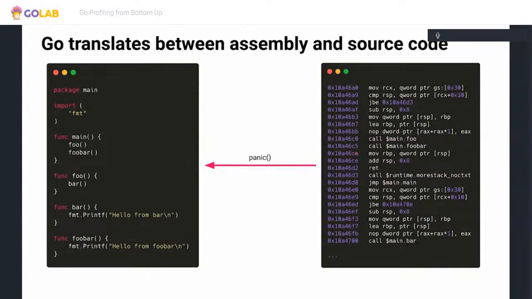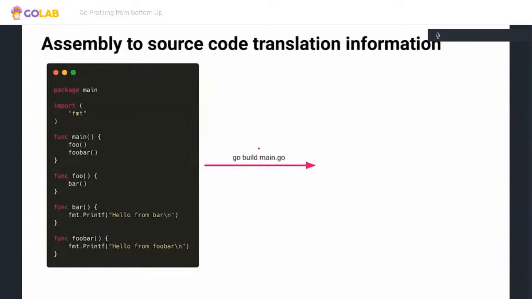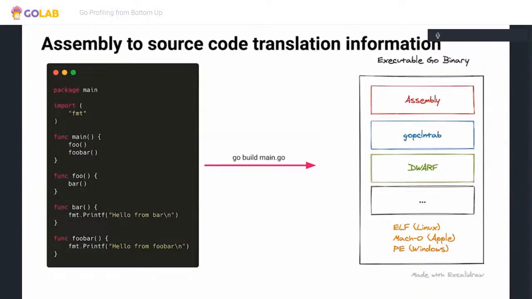But this presents a new problem, because after go build is done, the only thing that's left is the assembly that you can see on the right. And Go doesn't really have a way to immediately, when there's a panic, go back to the source code and give you a stack trace. So Go needs to do some clever stuff to make this happen. What actually happens when you run go build is you don't just generate the assembly. Go generates an executable Go binary, which is a container format that depends on the platform. It can be ELF, Mach-O, or PE.